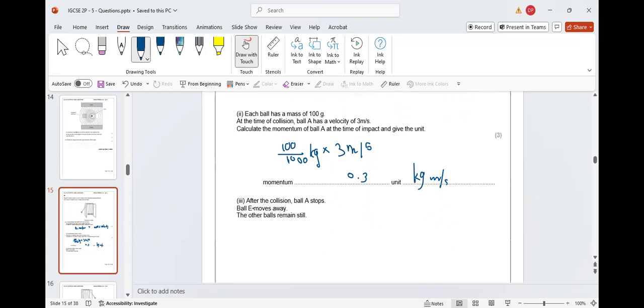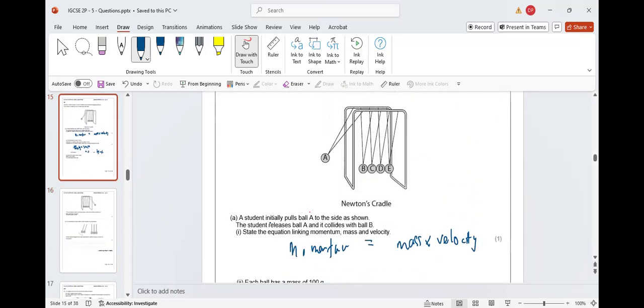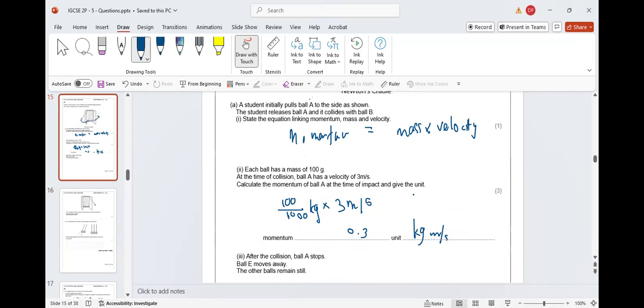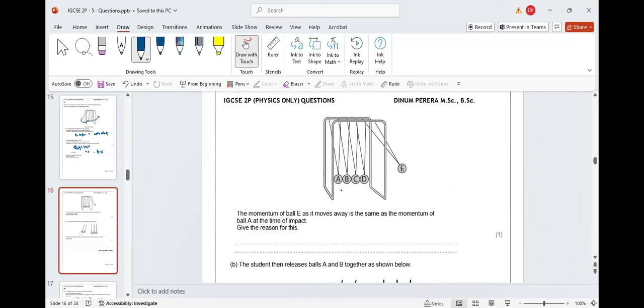After the collision, ball A stops. Ball E moves away. The other balls remain still, right? So initially ball A was moving and collides on ball B. After A collides on B, ball E moves out and ball A stops. So this is the scenario after: A has been stopped, and E has moved.